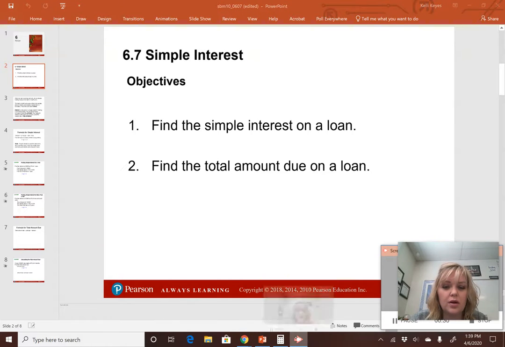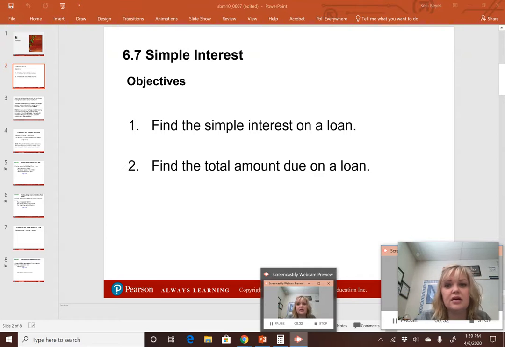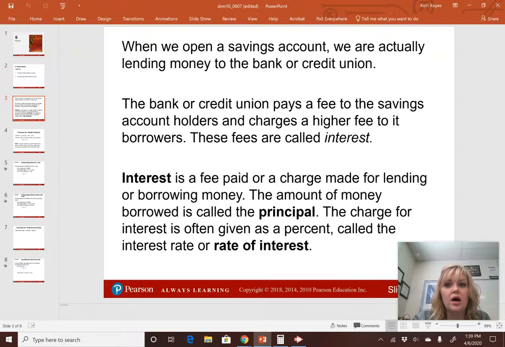Okay, so today's lesson is on simple interest. When we open a savings account, we're essentially lending money to the bank or the credit union, and then they pay a fee to whoever holds the savings account.